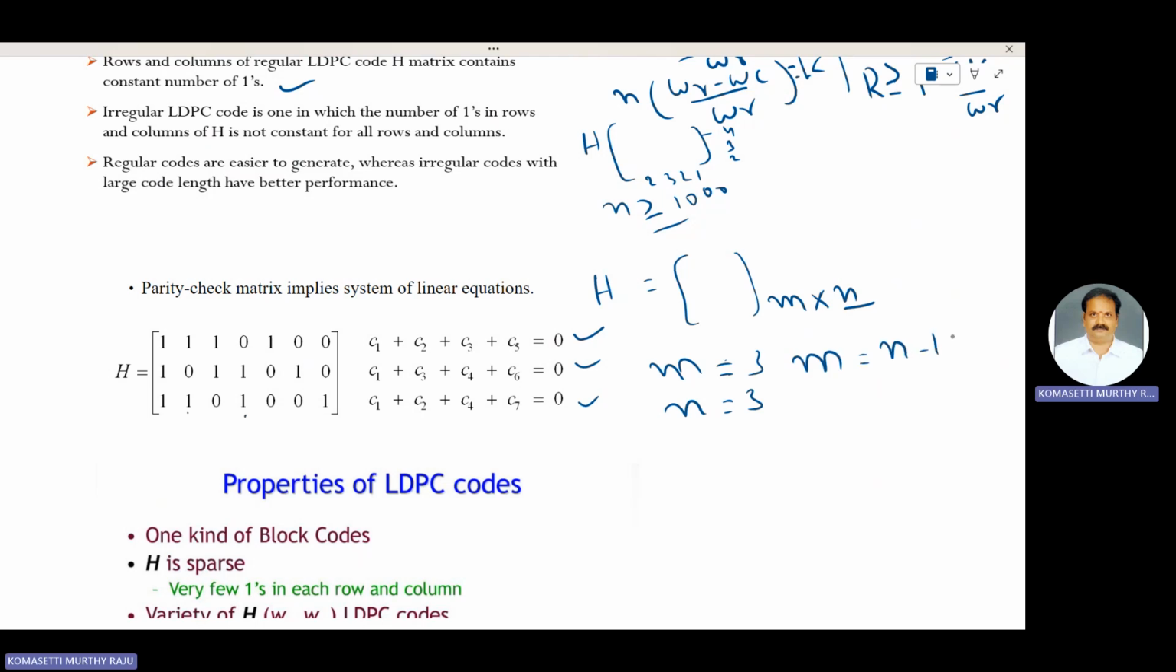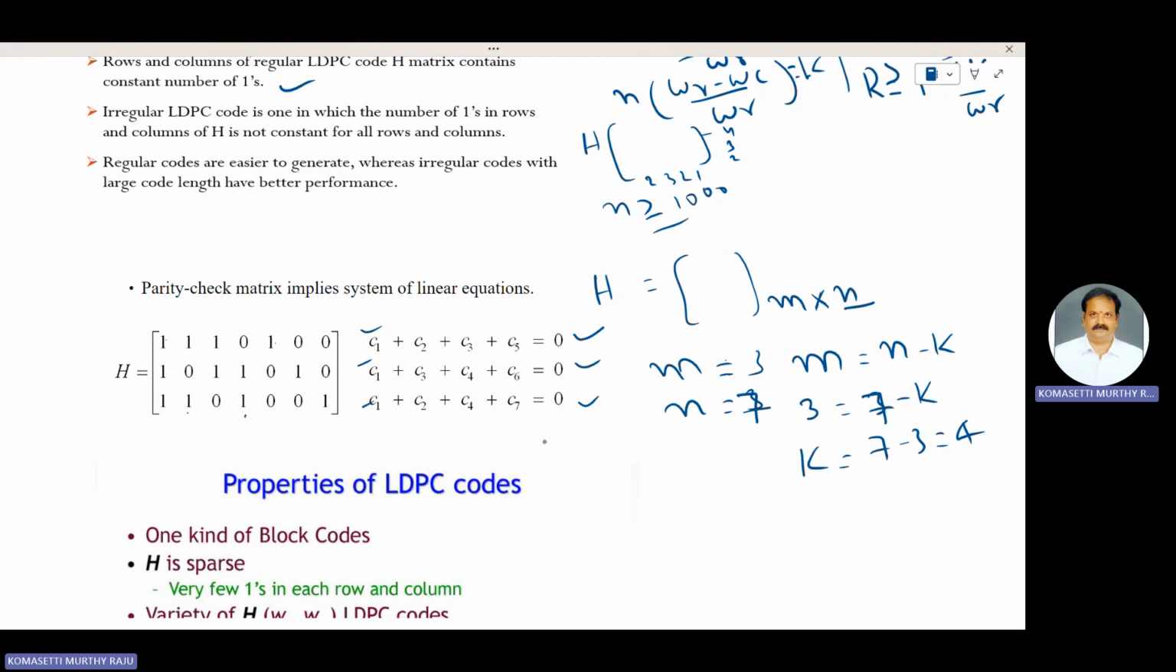M is equal to n minus k. So 3 is equal to 3 minus k? Okay, this is m equal to 3, not n equal to 3. The columns are 1, 2, 3, 4, 5, 6, 7, so n is 7. 3 equals 7 minus k. Therefore, k is equal to 7 minus 3, which is 4. The number of information bits is 4.